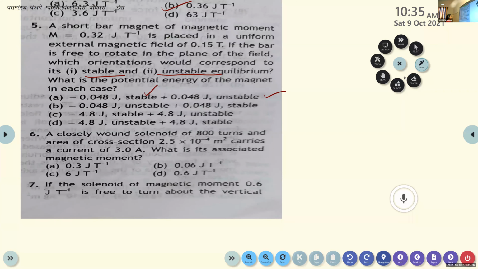Okay, the next one, question number 6. A closely wound solenoid of 800 turns and area of cross section 2.5 into 10 raised to minus 4 meter square carries a current of 3 ampere. What is its associated magnetic moment?